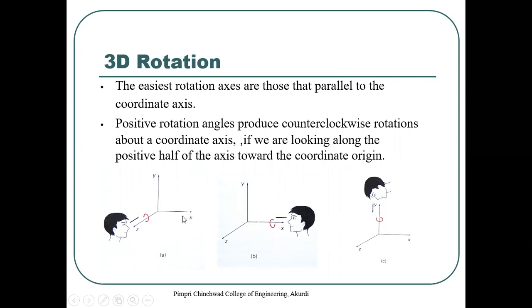The easiest rotation axes to handle are those that are parallel to the coordinate axis. Basically, in the 2D rotation also you have studied, if we need to perform the counterclockwise rotation, the rotation angle will be considered as positive.